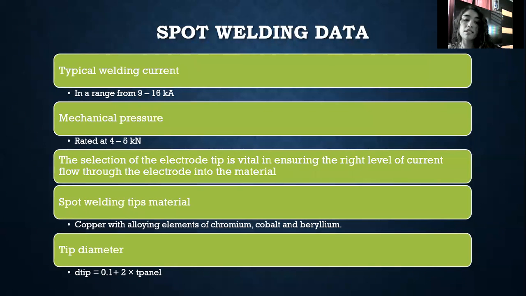The spot welding data. The typical welding current ranges from 9 to 16 kiloamperes. The mechanical pressure is rated at 4 to 5 kilonewtons. The selection of the electrode tip is vital in ensuring the right level of current flow through the electrode into the material. The spot welding tip materials are normally copper with alloying elements of chromium, cobalt, and beryllium. And for the tip diameter, there's a formula: D tip equals 0.1 plus 2 times T of the panel.